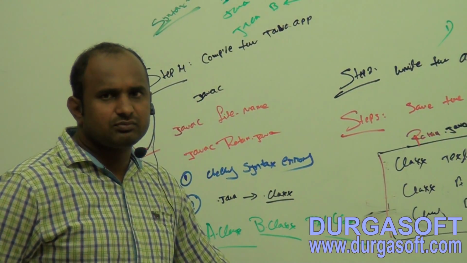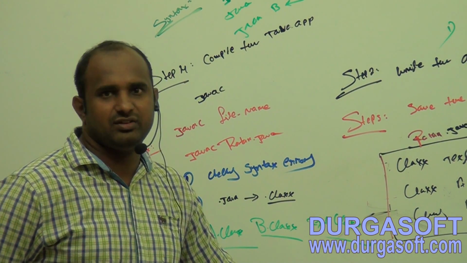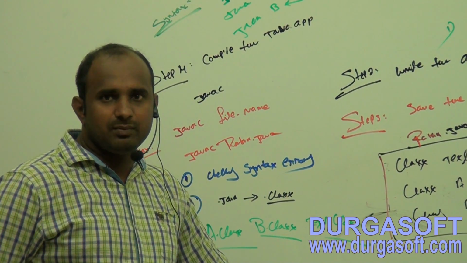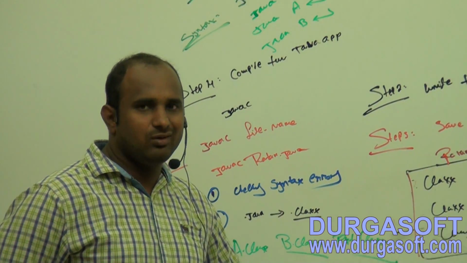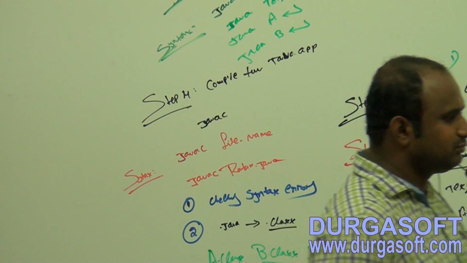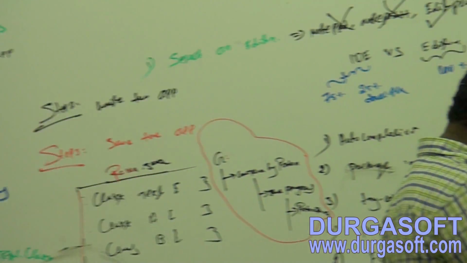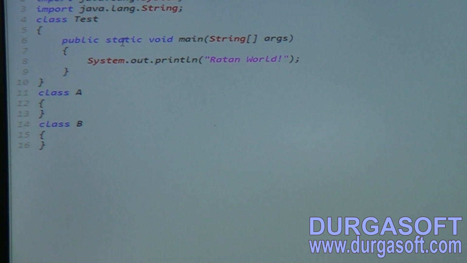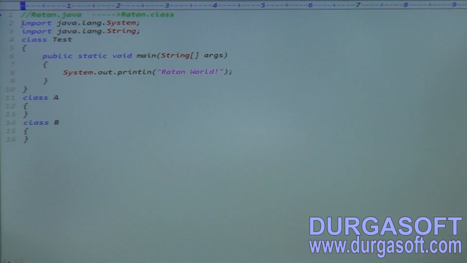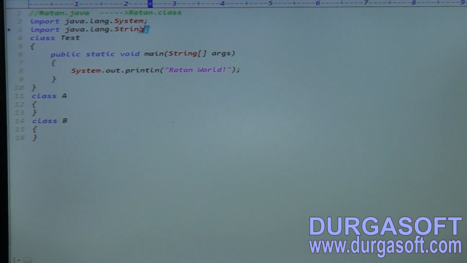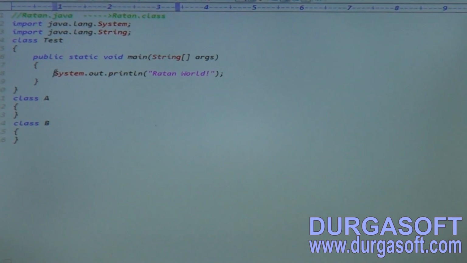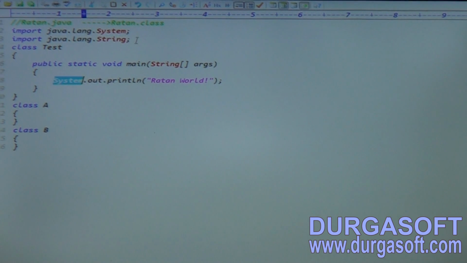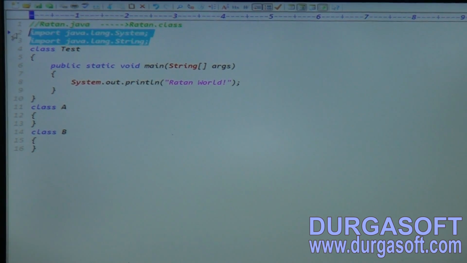Now the enhancements in this application. What are the enhancements? Enhancement number 1. Concentrate on this application, the Ratan.java file. Why are we importing these 2 classes? Because String is a predefined class and System is a predefined class. These 2 classes are present in the lang package. That is the reason we are importing.